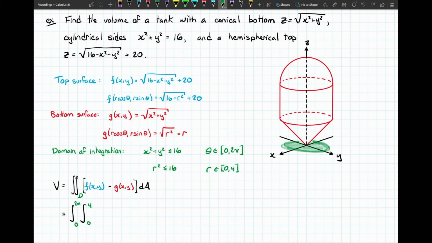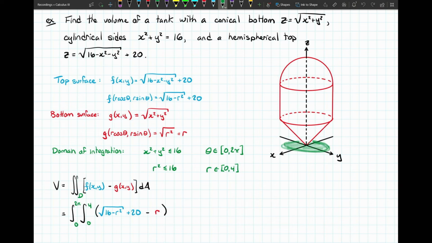Now the difference of functions f minus g in polar coordinates is now going to be only involving r's and thetas. We've kind of lucked out here. It's actually only involving r's. The hemisphere is the root of 16 minus r squared, all plus 20, and the cone is r. We want to make sure we have top surface minus bottom surface.